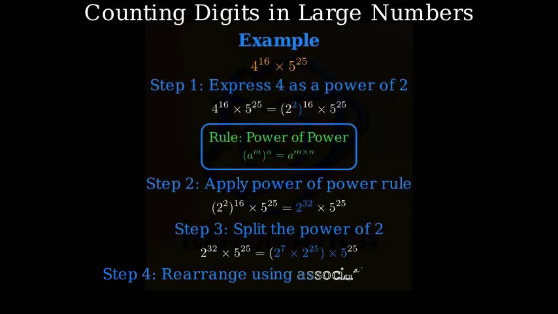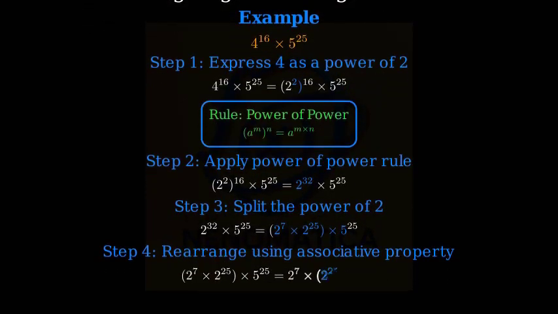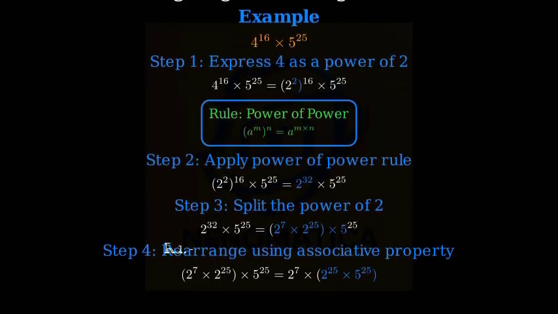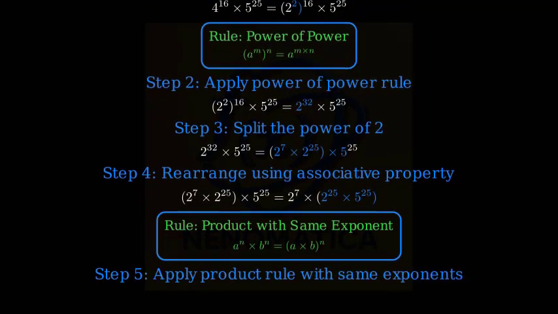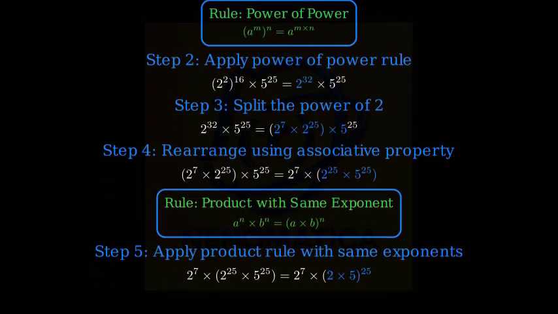Now, we'll rearrange the expression using the associative property of multiplication. We'll group 2 to the power of 25 with 5 to the power of 25. Inside the parentheses, we have 2 to the power of 25 times 5 to the power of 25. Since the exponents are the same, we can simplify this to 2 times 5, all raised to the power of 25, which is 10 to the power of 25.